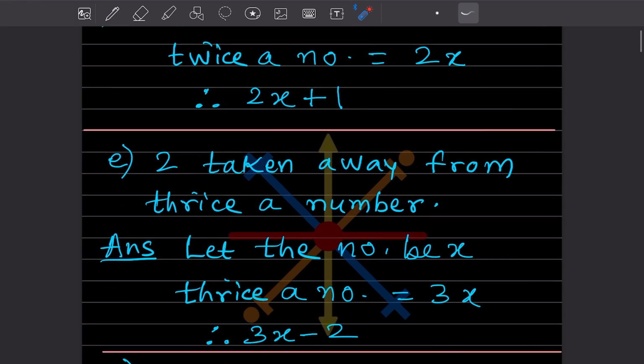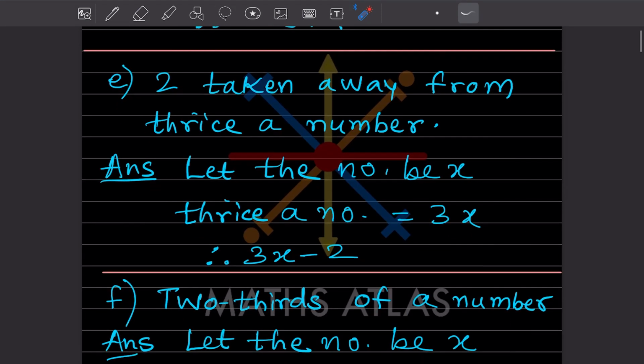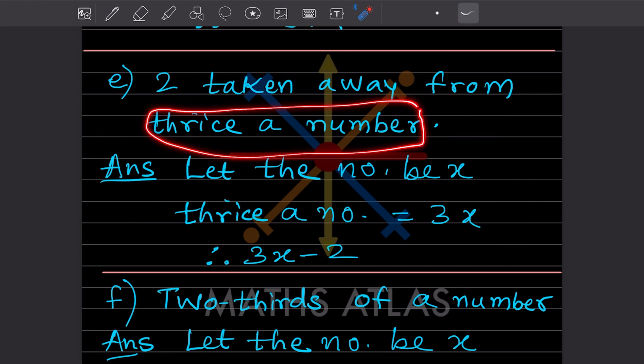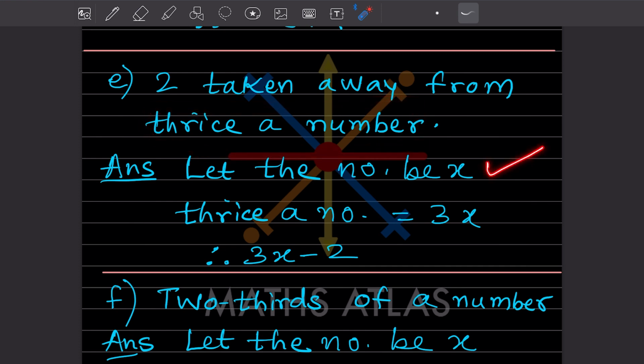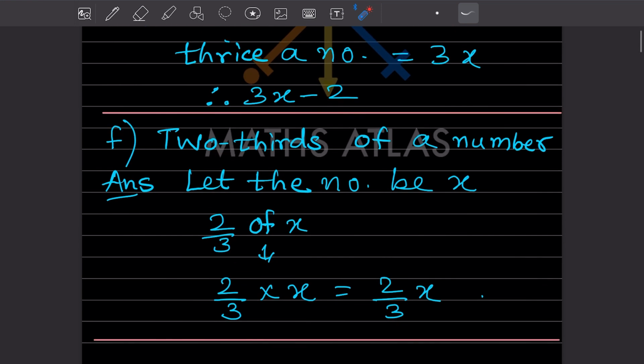Hope that is clear. Now what the next problem says is 2 taken away from thrice a number, that means 3 times. Okay, so again we'll write here, let the number be x. Thrice a number means 3x, and taken away means subtraction. So 3x minus 2. Hope that is clear. Now here, look at the next one. They said 2/3 of a number. 2/3 of a number means of.